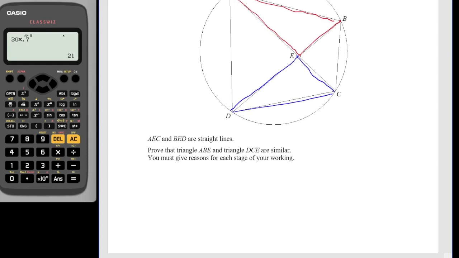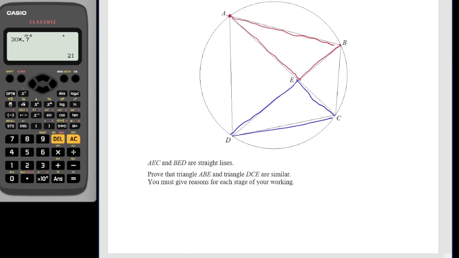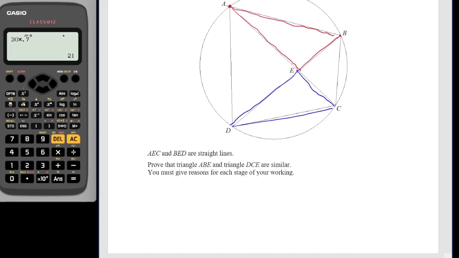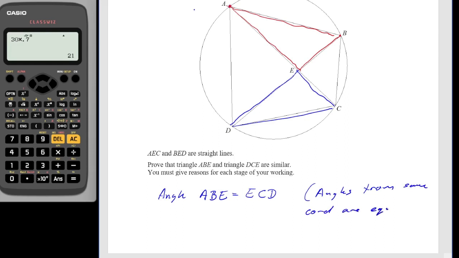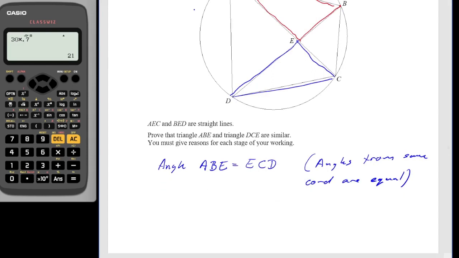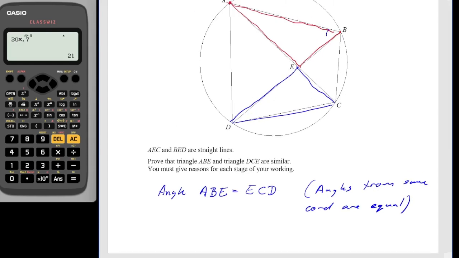Okay, so I'm going to say that angle ABC is going to be equal to angle ECD, as they're angles from the same chord. Angles from same chord are equal. So let's just indicate that. That angle and that angle are equal because they come from the same chord.